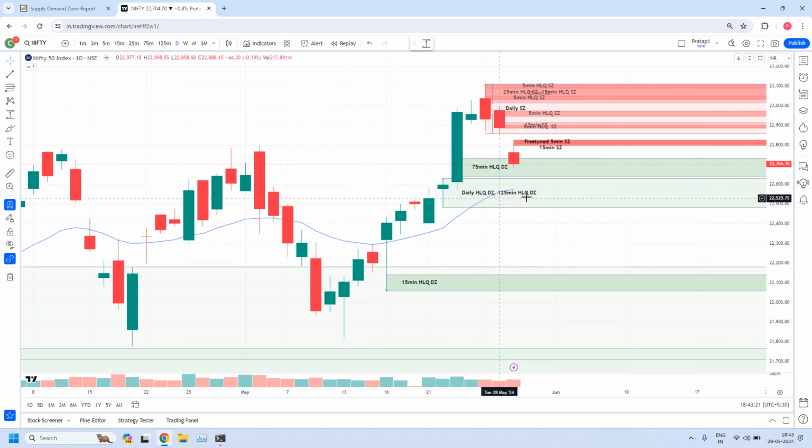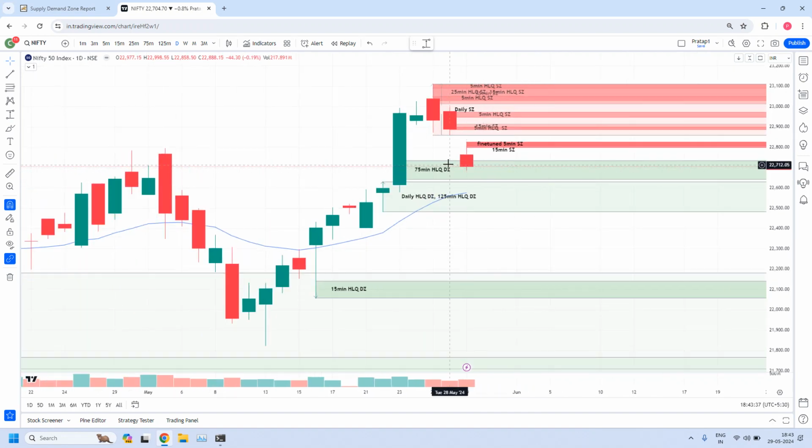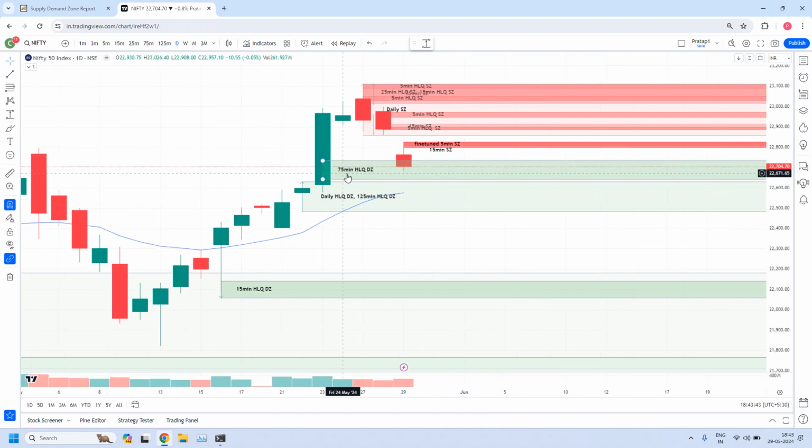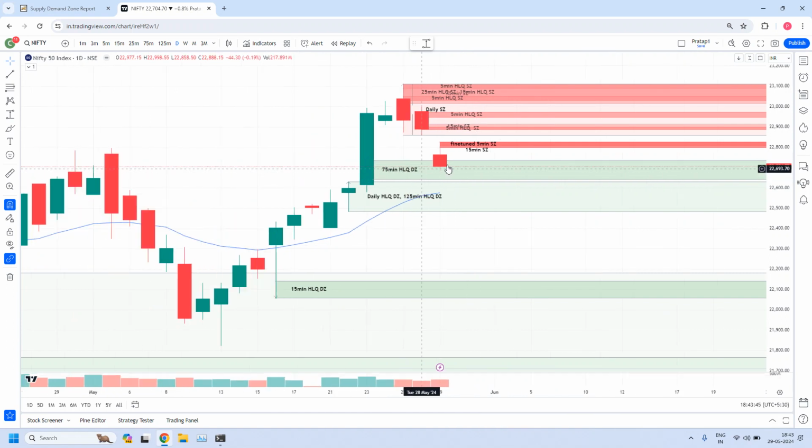Here we have this 125 minutes high liquidity demand zone. We have a daily high liquidity demand zone 125. So currently prices may enter into this zone if this 75 minutes high liquidity demand zone is violated. Today already we got a good, around 90 points move we captured from the 75 minutes high liquidity demand zone.